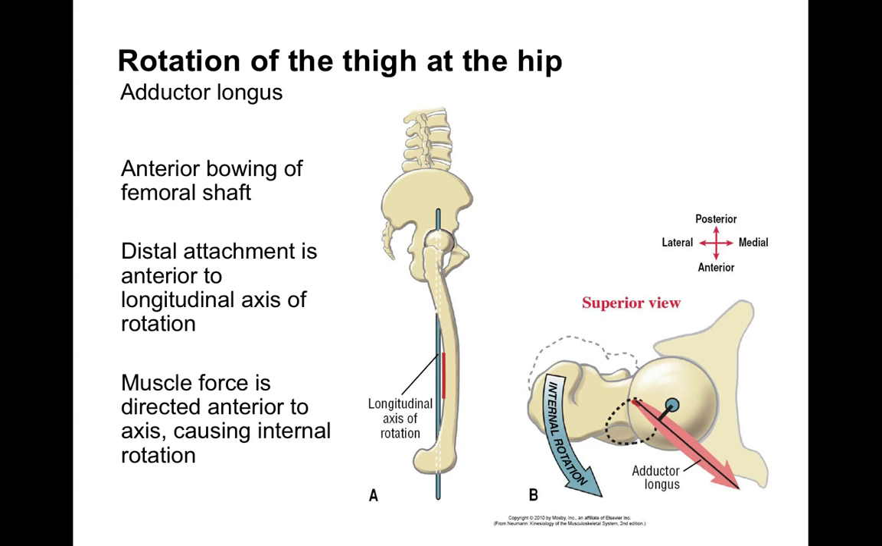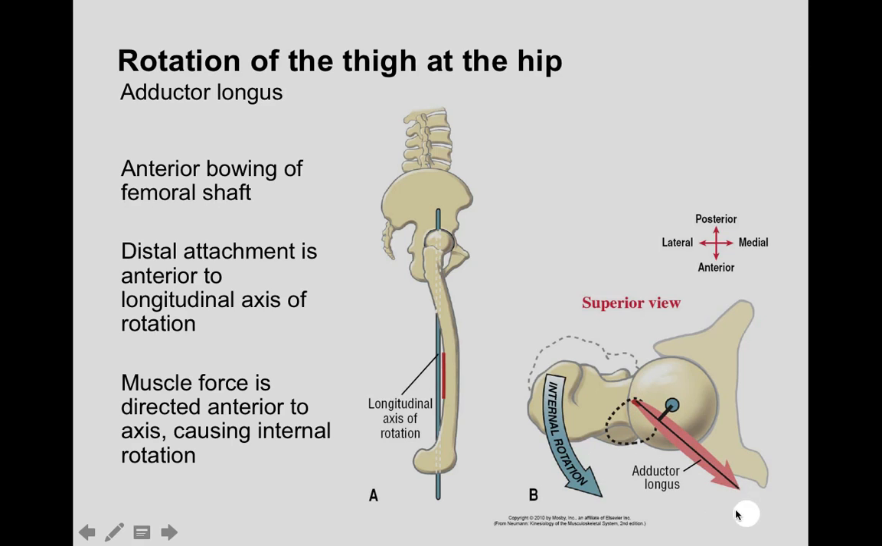So one muscle that's very confusing and difficult to understand its rotation moment about the thigh is adductor longus. The force of adductor longus is directed anterior to the axis, causing internal rotation. Here's a superior view. Here is that longitudinal axis. Here is adductor longus, and its attachment is onto the shaft of the femur, the posterior aspect of the femur. So when it shortens, it's actually going to perform internal rotation.